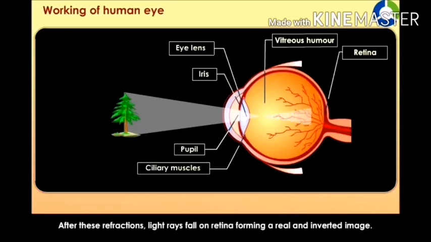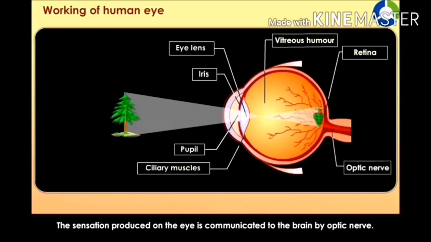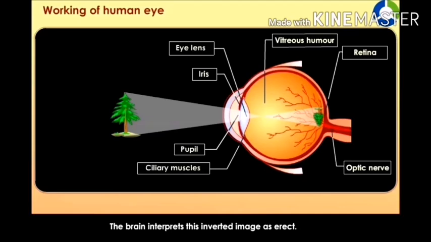After these refractions, light rays fall on the retina, forming a real and inverted image. The sensation produced on the eye is communicated to the brain by the optic nerve. The brain interprets this inverted image as erect.